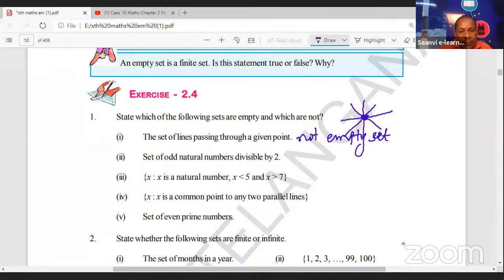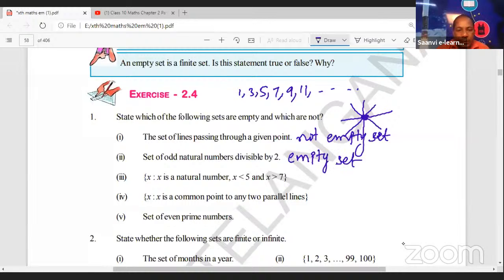And see the second one: the set of odd natural numbers divisible by 2. Is there any odd number which is divisible by 2? What are the odd numbers? 1, 3, 5, 7, 9, 11. So in these numbers, can any number be divisible by 2? No. It means there are no odd numbers which are divisible by 2. From this statement we cannot write any element, so it is an empty set.